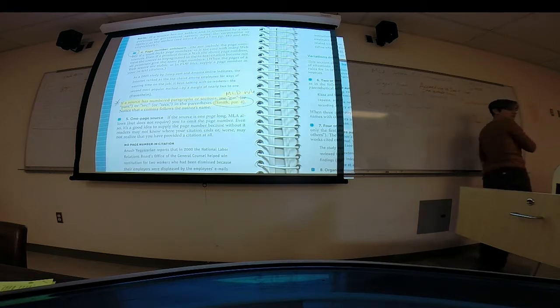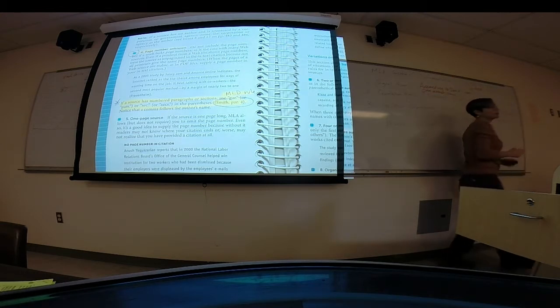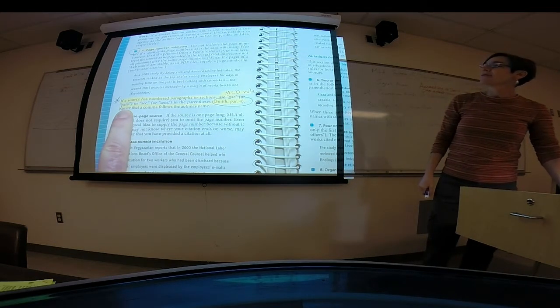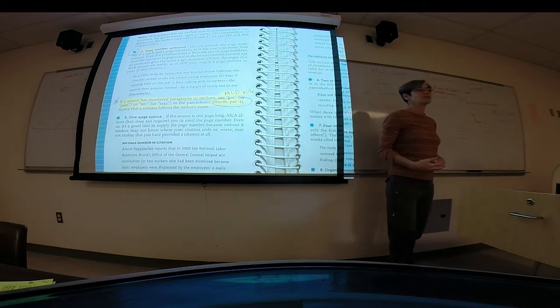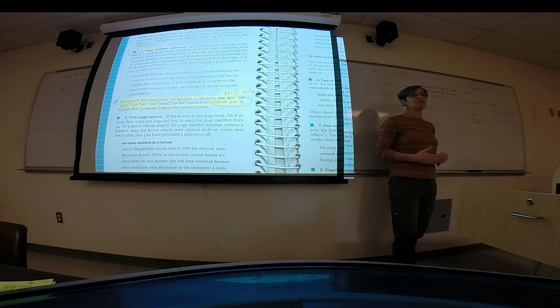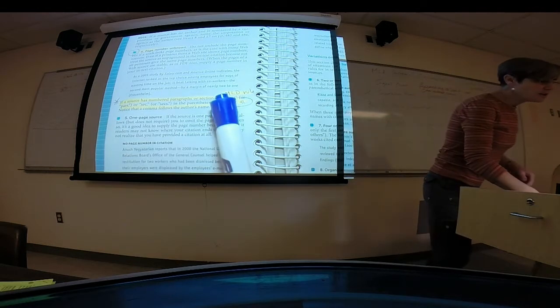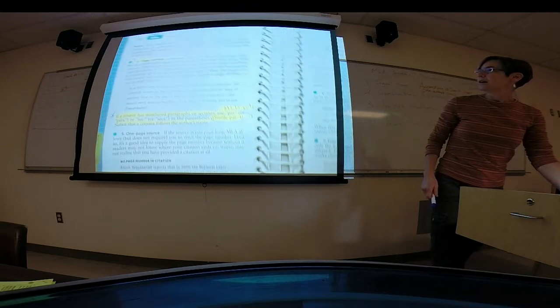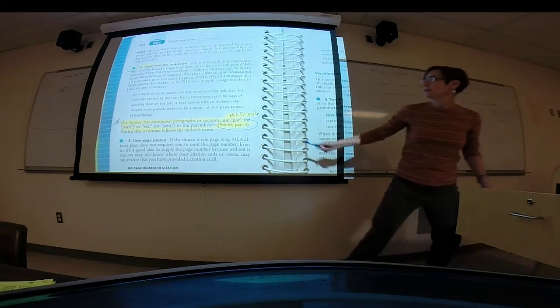One is paragraph numbers. When you have a source that does not have page numbers, I want you to give the paragraph number. Too many of our electronic sources now don't have any page numbers, and you can't go back and double check for plagiarism if you don't know where in a 35-page article something was taken from, right? So page 482 has the example of how that would look.